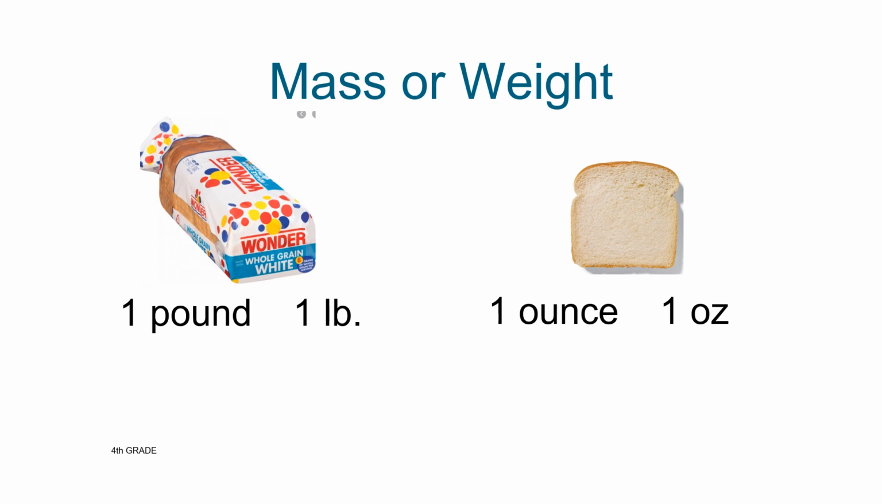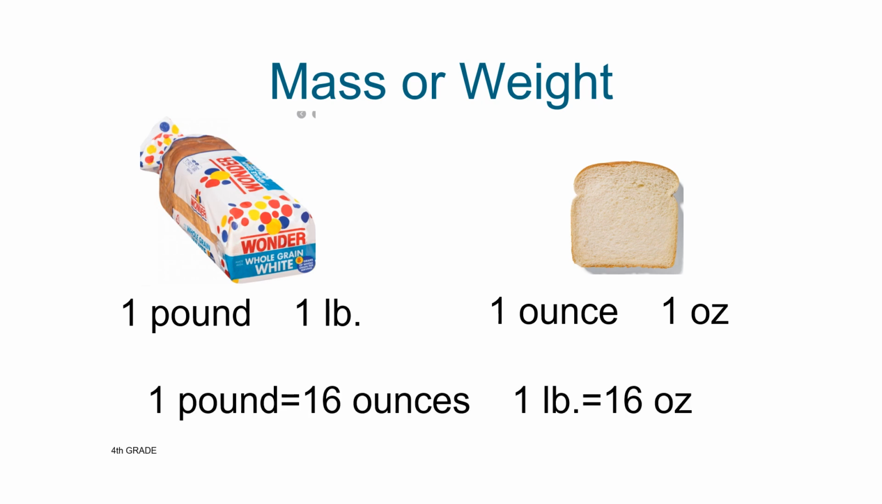A slice of bread is about 1 ounce. We measure lighter items with ounces. Bags of chips and cookies are measured in ounces. 1 pound is equivalent to 16 ounces.